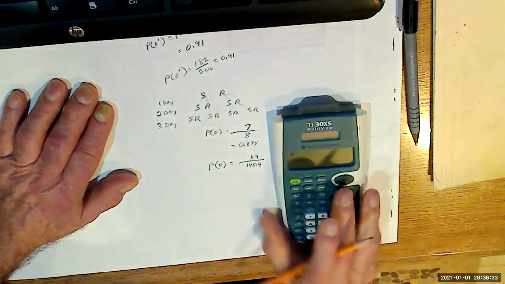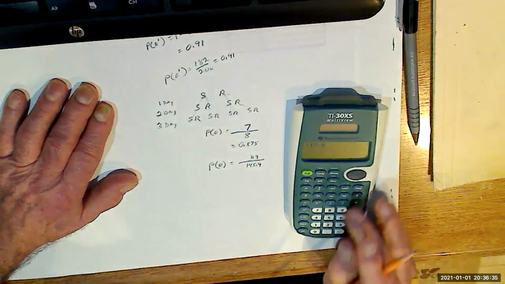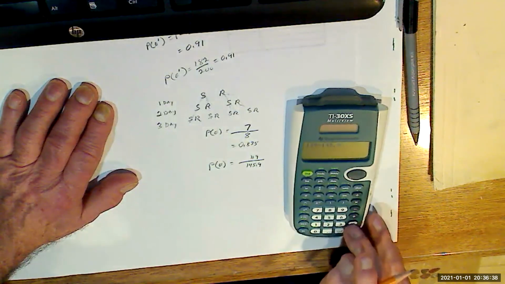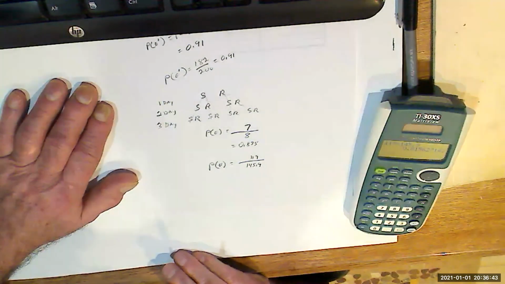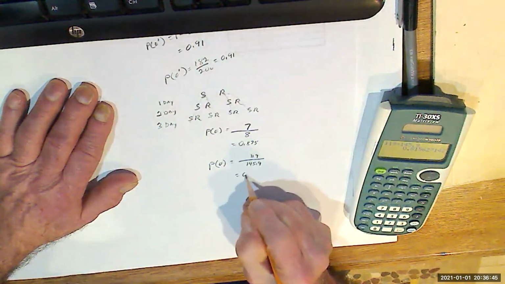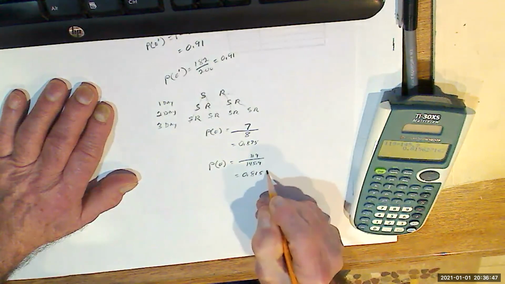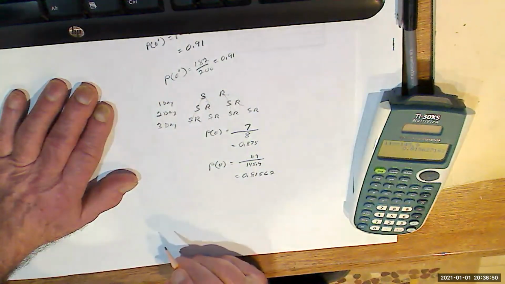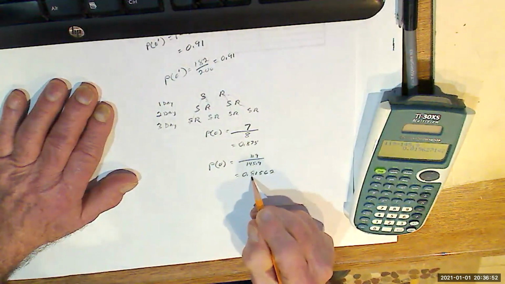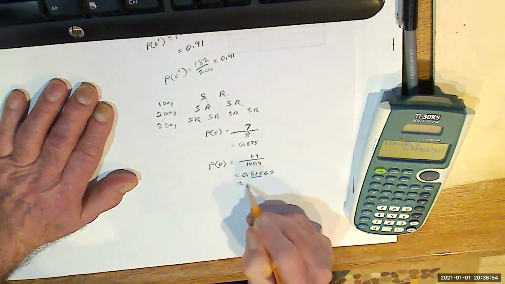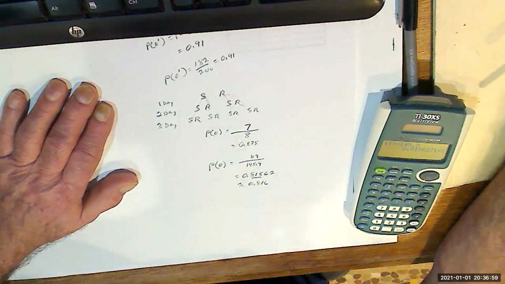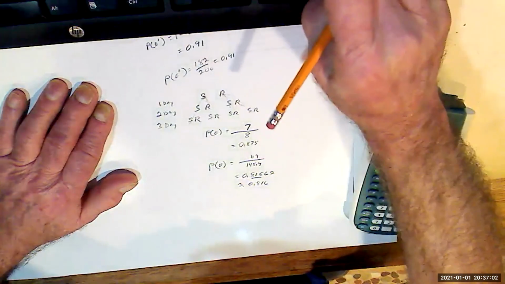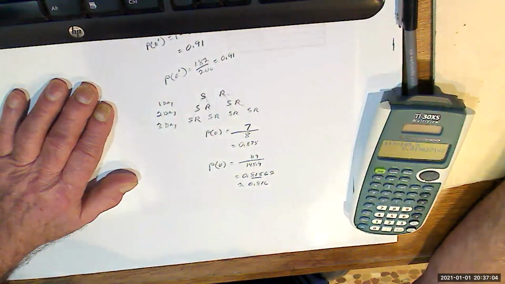Let's see what the calculation is. 119 divided by 145.9. And we need to round this to 3 decimal places. My calculator is giving me 0.81562, but I need to round this to 3 decimal places. So approximately it's going to be 0.816. Good. Let's end the session.